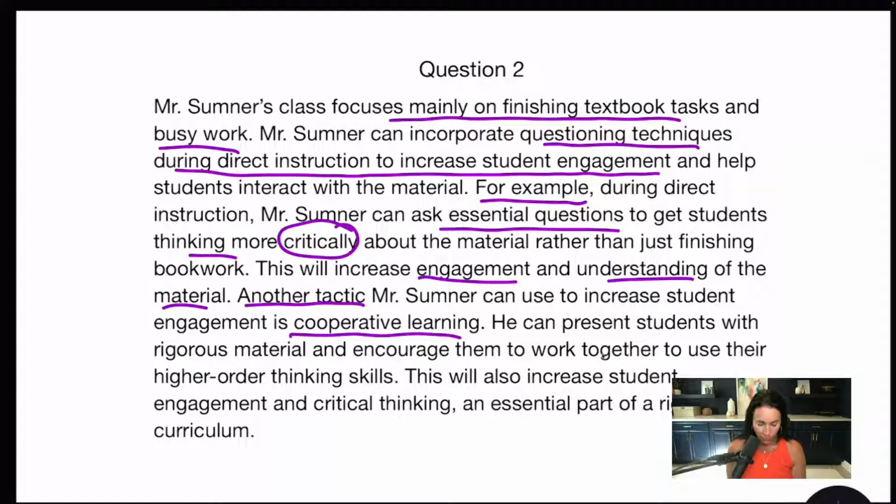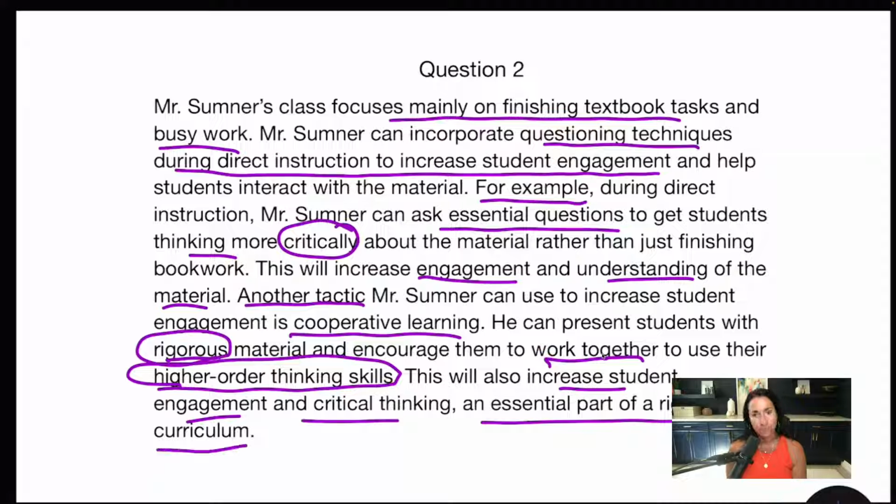He can present students with rigorous, good word, material and encourage them to work together to use their higher order thinking skills, more good words. Now I'm going to tell you why it's important. This will also increase student engagement and critical thinking, an essential part of a rigorous curriculum.